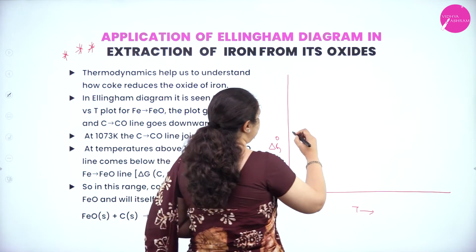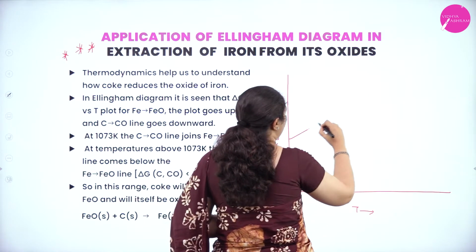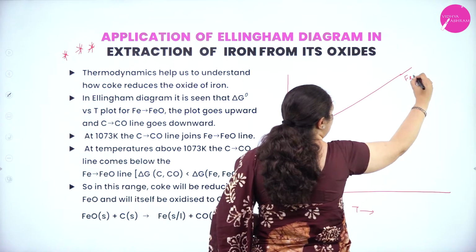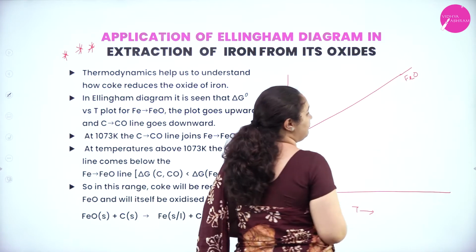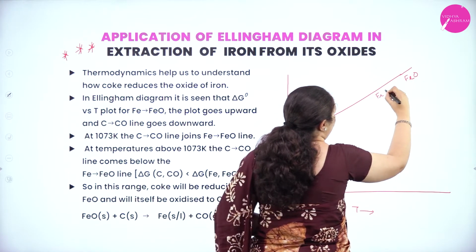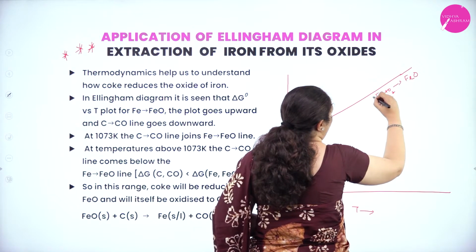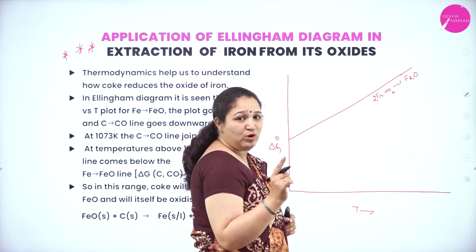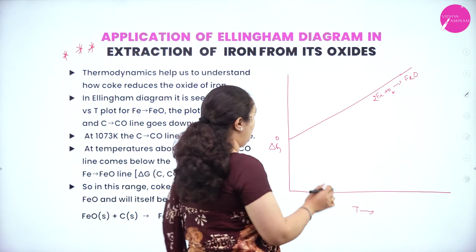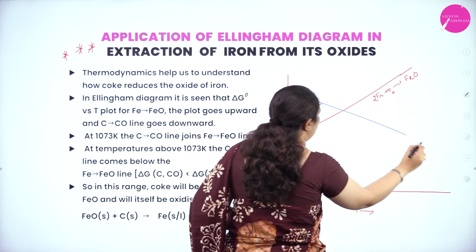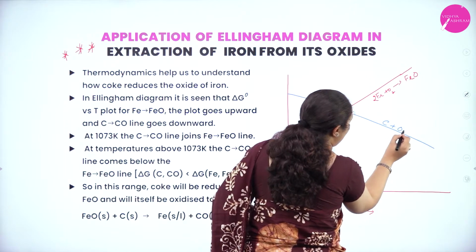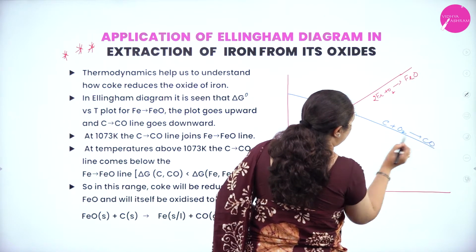There is one line of iron oxide, that is formation of FeO, which is going above, that is Fe plus oxygen giving FeO. Okay, then I have one more line which is coming below. Okay, that is for coke plus oxygen forming carbon monoxide.